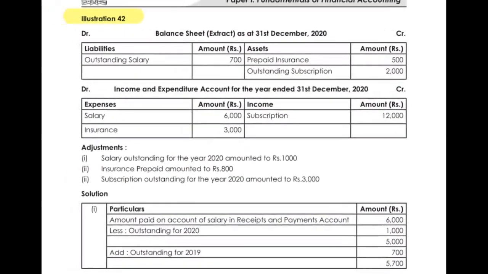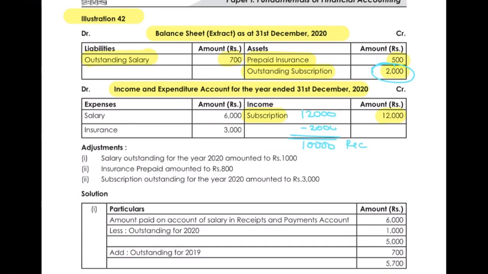We have the time. So we have a balance sheet as at 31st of December 2020, we have an outstanding salary of 700. We have a prepaid insurance of 500. We have outstanding subscription of 2000. We have an income and expenditure account where we have an income of subscription of 12,000. So just see, 12,000 is the income. However, outstanding is 2000. So how much have we actually received? So that would be 12,000 minus 2000. That would be 20. Sorry, not 20. 10,000.